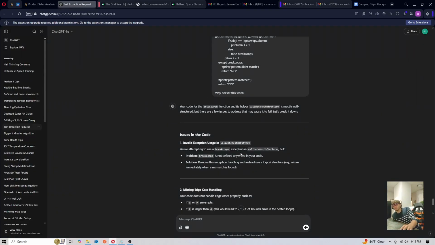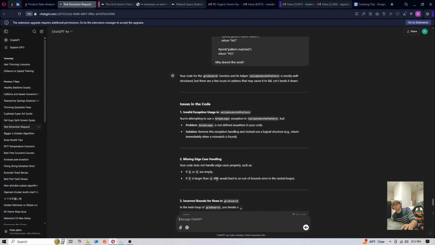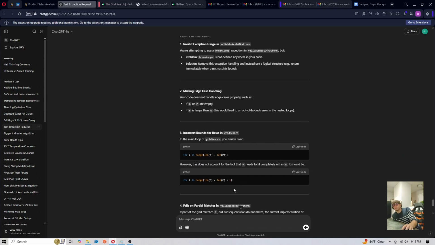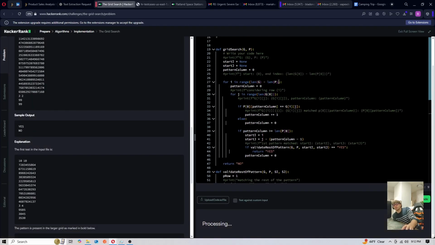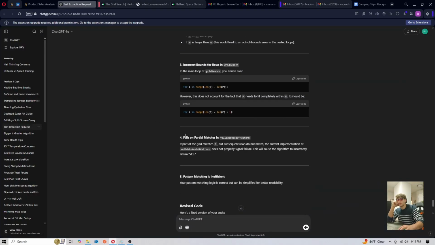All right, let's take it on the process. So let's see what else. The code does not handle cases such as G or P being empty, or P being larger than G. Neither of these will happen. Incorrect bounds for rows, incorrect search. I'm going to trust you on this one, but I don't think it's right. So any other suggestions?